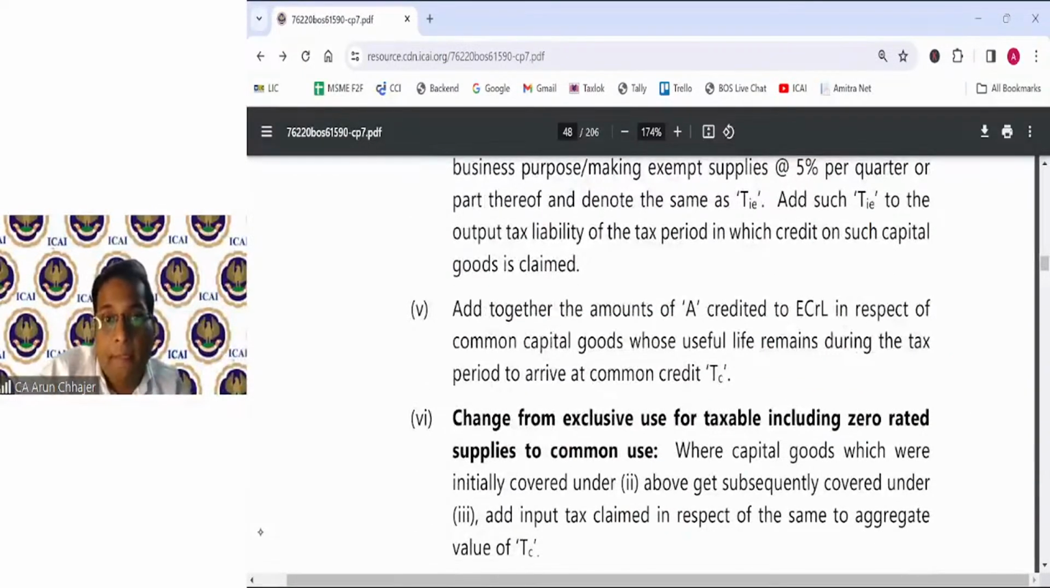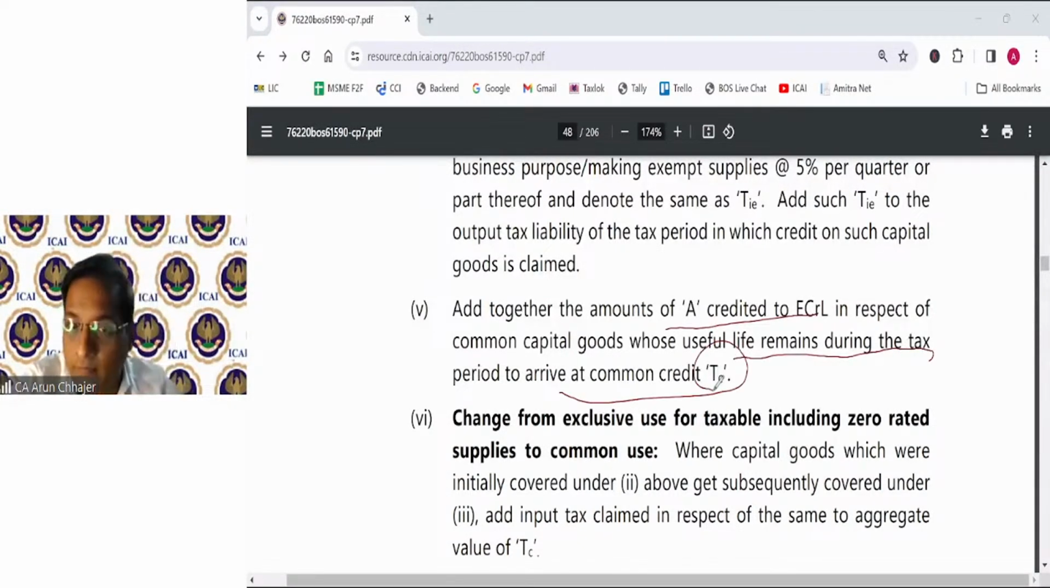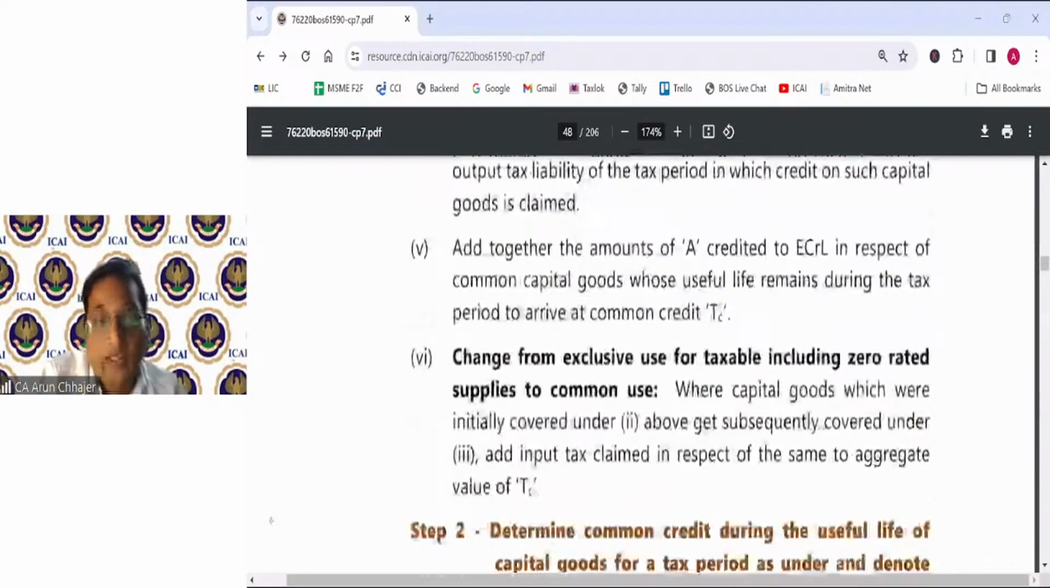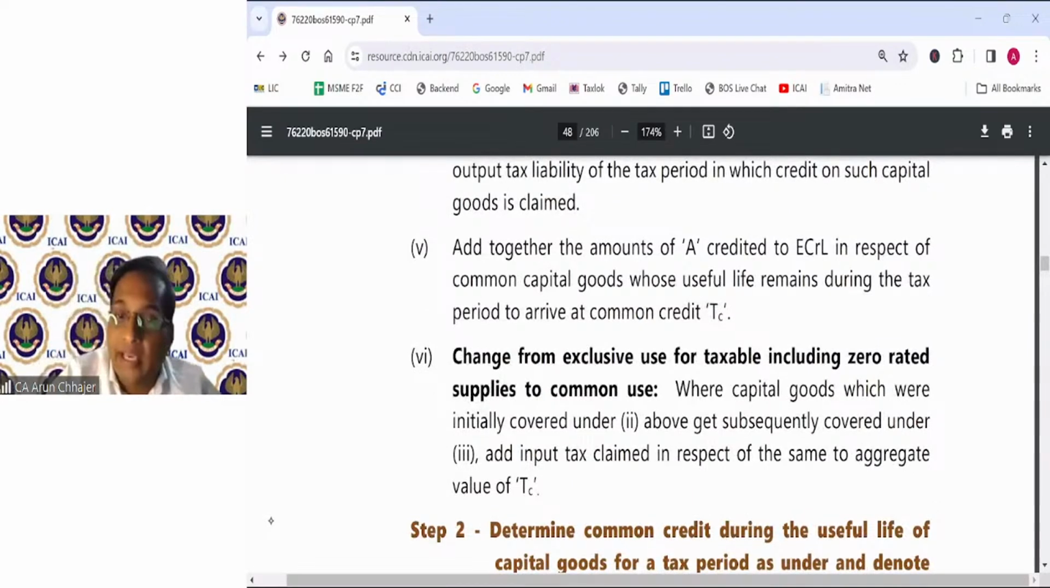Add together the amount of A credited to the credit ledger in respect of the common credit whose life remains during the tax period to arrive at the common credit. Okay. What is the TC? Common credit. Now they are saying change from exclusively taxable to the common use.